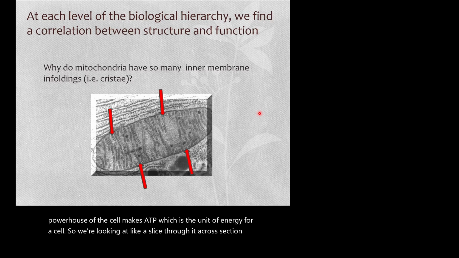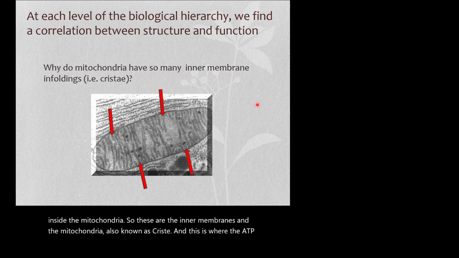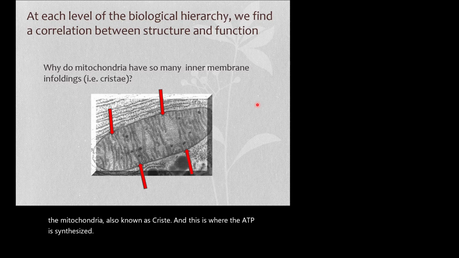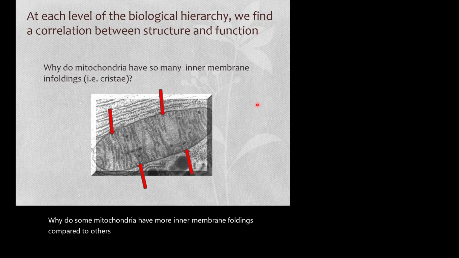And what I want to draw your attention to are all these inner membranes, the dark lines that kind of look like noodles inside the mitochondria. So these are the inner membranes in the mitochondria, also known as cristae, and this is where the ATP is synthesized. So why do some mitochondria have more inner membrane foldings compared to others? Well, it would have to do with the job of that cell. How much is it dependent on for making ATP?